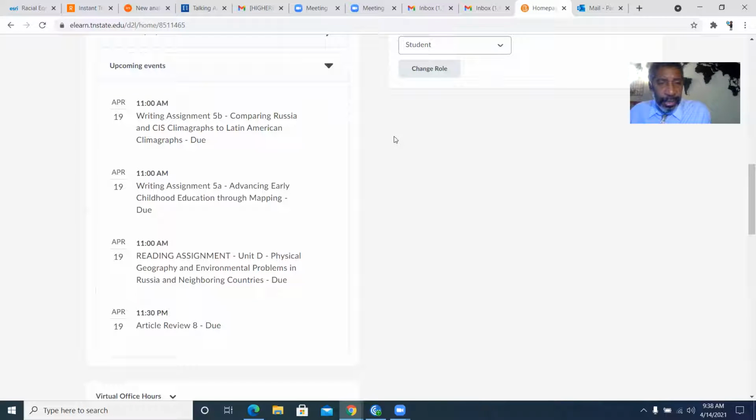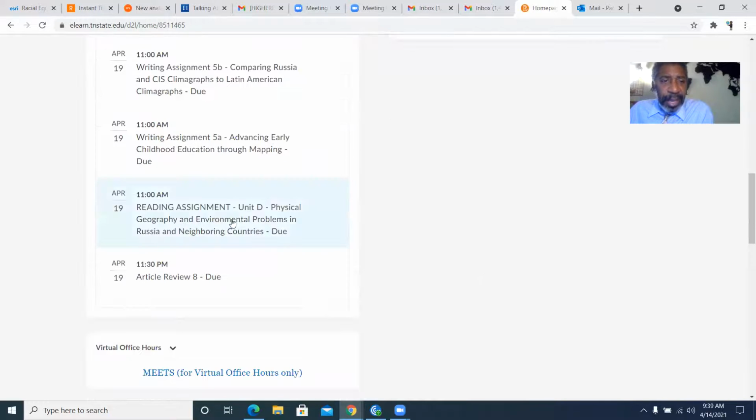Also, article review 8 is due at 11:30 p.m. on April the 19th. Again, as I said before, my pledge is to have everything graded by close of business on April the 19th or maybe later. So you will have a clear picture of where you are grade-wise prior to finals week. The plan for now is to launch the final exam project on April the 23rd, and you will have from April the 23rd to April the 29th to complete it. At least that's the plan. That's what I'm shooting for. So there's not much time left at all.